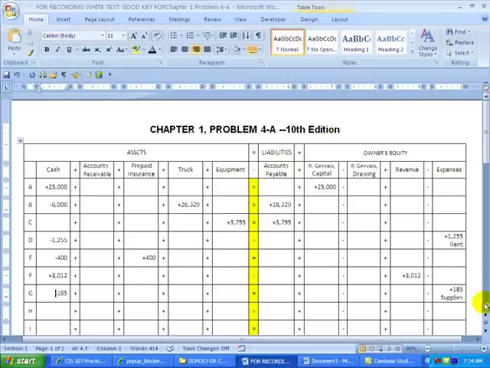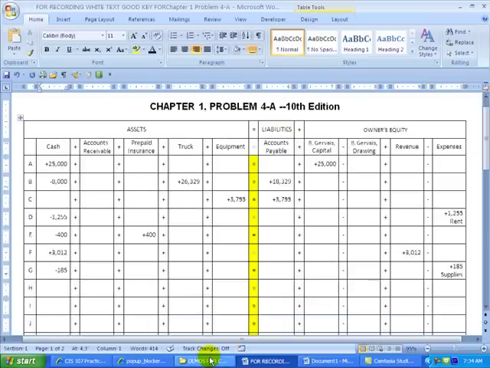Looking at letter H. In letter H, we sold catering services on account. So we produced income in letter H, but they did not pay us cash. Now in letter F, we had cash sales. So cash went up and revenue went up. But in letter H, they did not give us money yet. So customers owe us money. So it goes into accounts receivable as a plus. And revenue will go up.